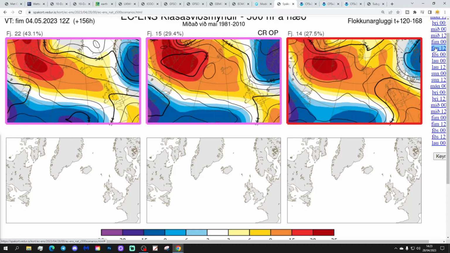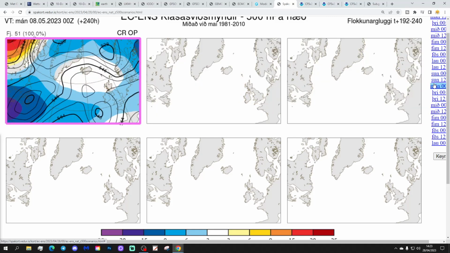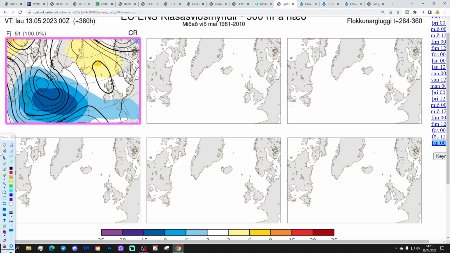So 156 hours before May, most of the options involving high pressure, and then gradually it shifts towards lower pressure, taken over by day 10. In 2 weeks' time, this is the option that we've got. This gets us to the 13th of May.